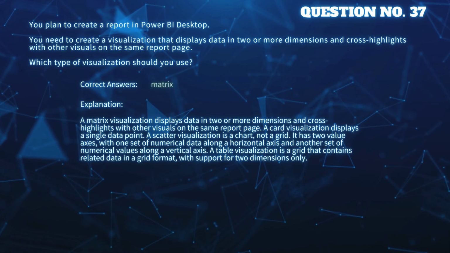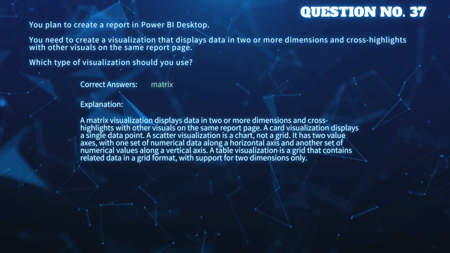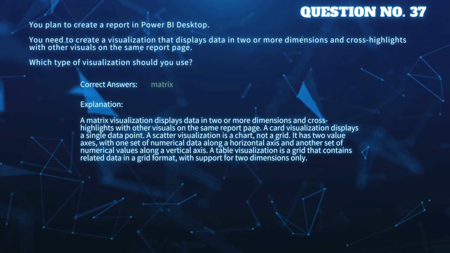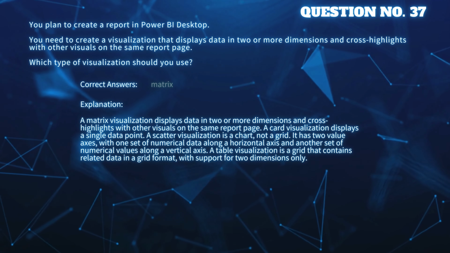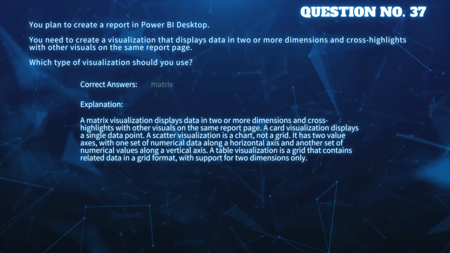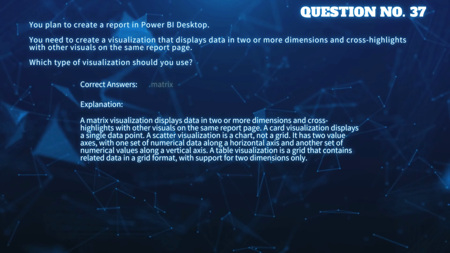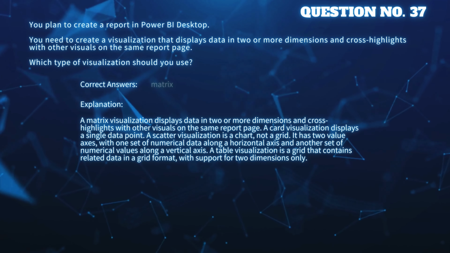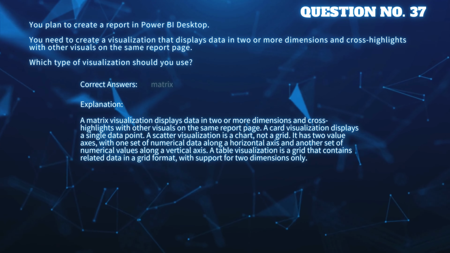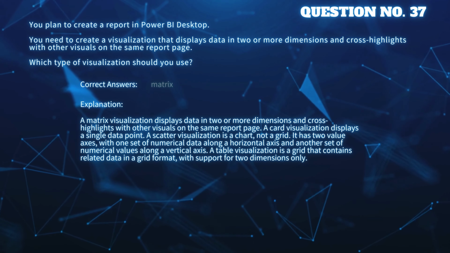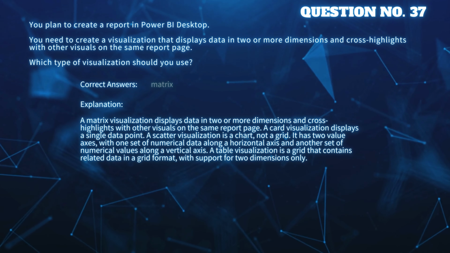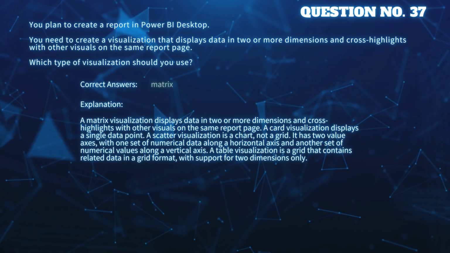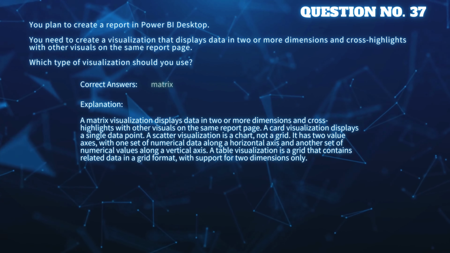Correct answers: matrix. Explanation: a matrix visualization displays data in 2 or more dimensions and cross-highlights with other visuals on the same report page. A card visualization displays a single data point. A scatter visualization is a chart, not a grid. It has 2 value axes, with one set of numerical data along a horizontal axis and another set of numerical values along a vertical axis. A table visualization is a grid that contains related data in a grid format, with support for 2 dimensions only.